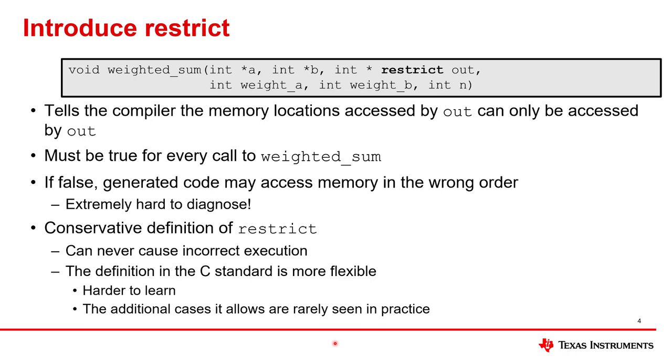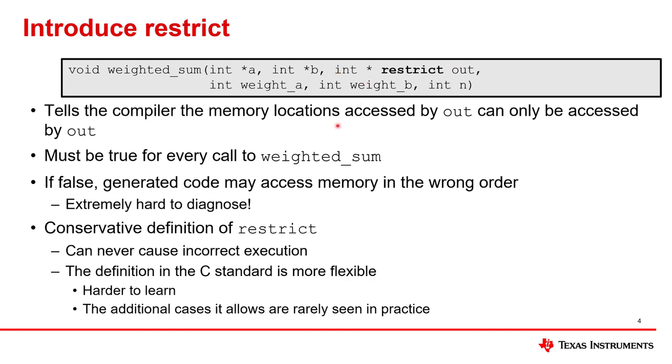The compiler diagnostic said to apply restrict to the function parameter out. Well, what does that look like? It looks like this. You write it between the asterisk and the name of the pointer variable. That's because you are modifying a property of the pointer and not whatever it points to.